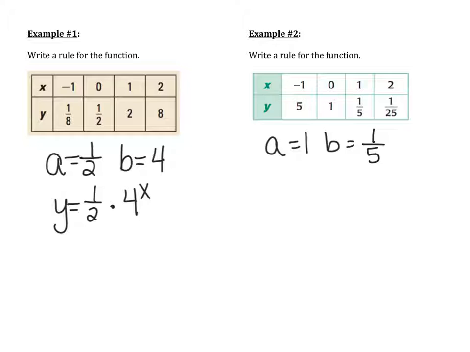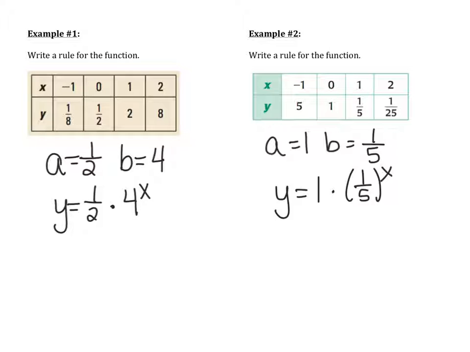So if you notice that you're dividing by 5 each time, that's the same thing as multiplying by 1/5. If I was dividing by 4 each time, I would multiply by 1/4. If I was dividing by 3 each time, it'd be multiplying by 1/3. So always just figure out what the division is and just do 1 over that number for your b value. So your final equation would be y equals 1 times 1/5 to the x. And of course, you don't really need to put this 1 in here.